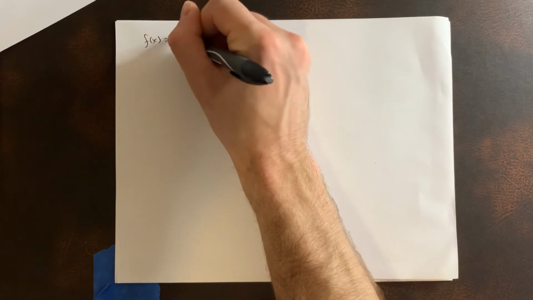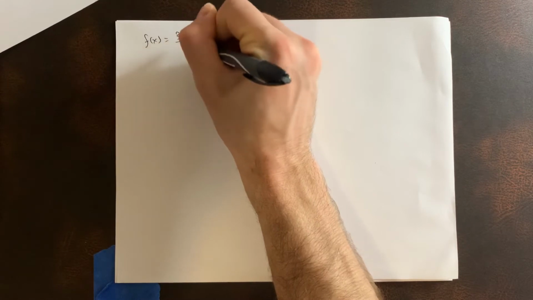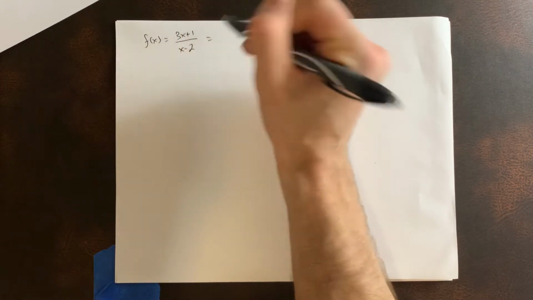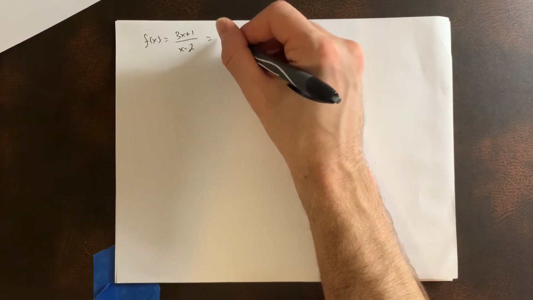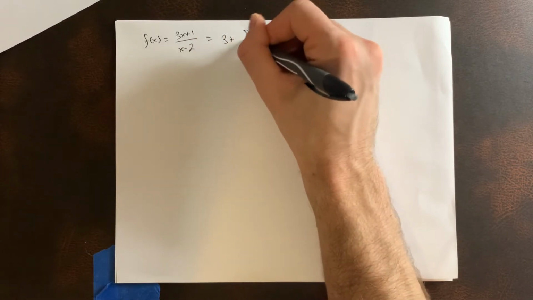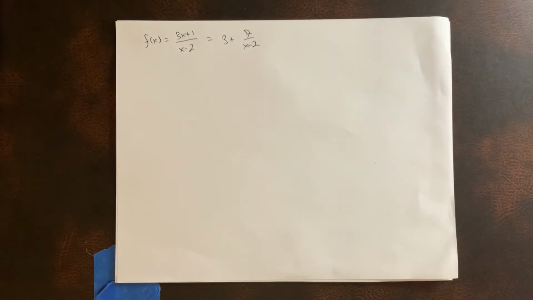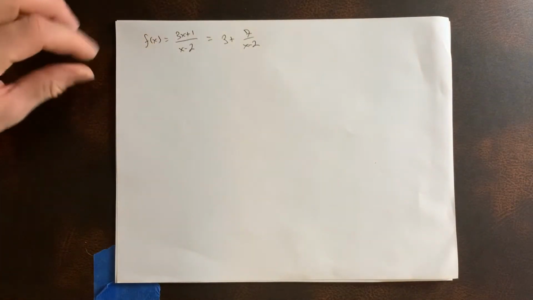We wanted to graph (3x plus 1) over (x minus 2). And then we used that whole synthetic division technique, and we saw that we can rewrite this as 3 plus 7 over (x minus 2). And so the question is still, now we need to graph this. But this one we are able to graph using the transformations.